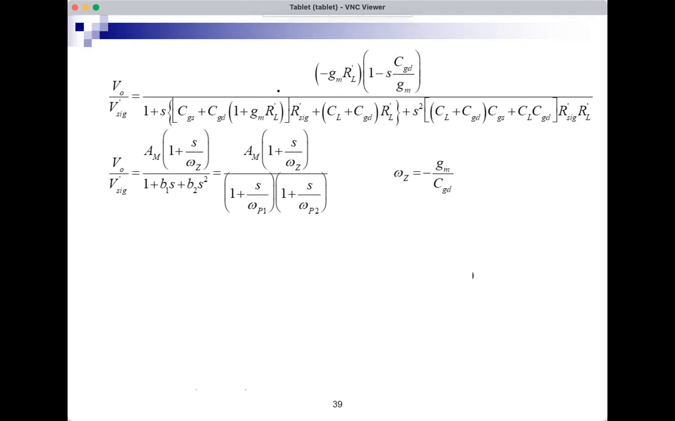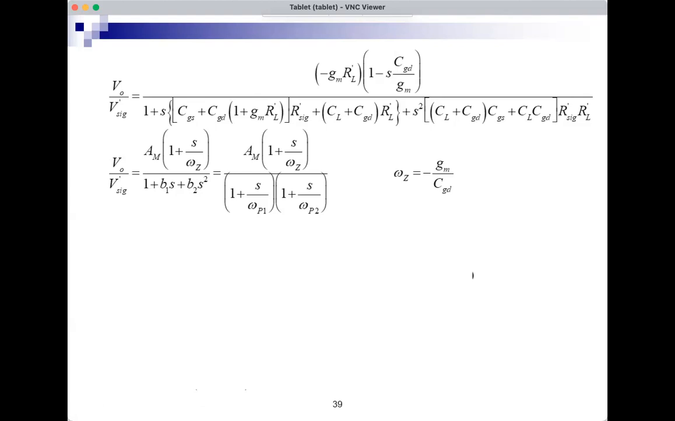And once I have this transfer function in this form, it becomes quite easy to find the bandwidth, to find the value of the 3 dB frequency, especially if there is a dominant pole. If omega p1 is much less than omega p2, then omega p1 would be dominant, and it would be the value of the 3 dB frequency. And it has to be, of course, less than the absolute value of the zero. But this zero, we can directly judge that it's at a very high frequency.